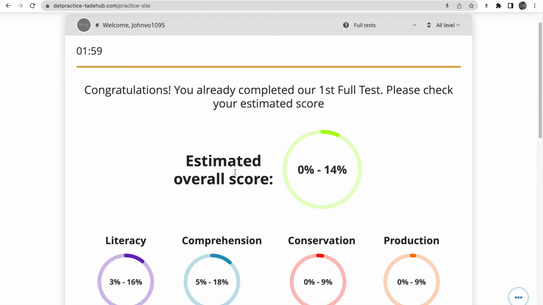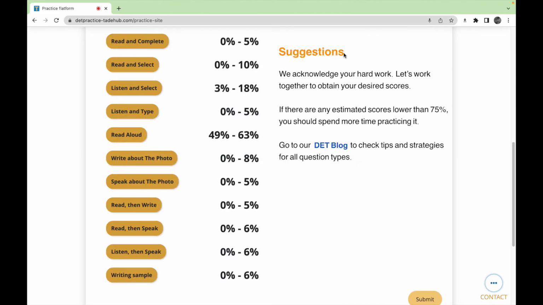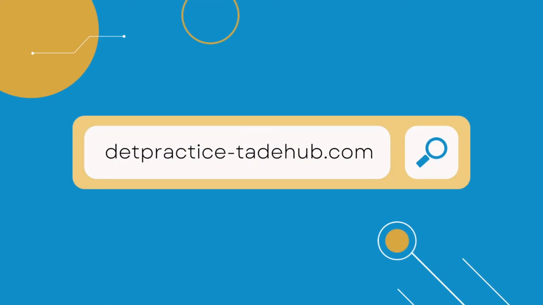We'll share your estimated overall and all subscores. More importantly, you will know whether your performance is good or not good yet for particular question types. And please follow our feedback to improve your scores more effectively. Your most efficient practice platform is here.